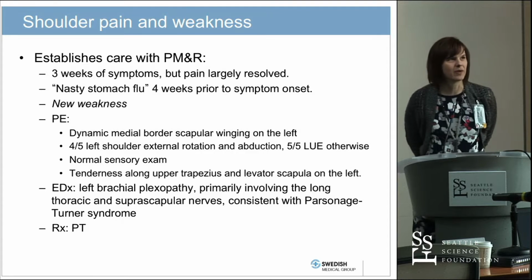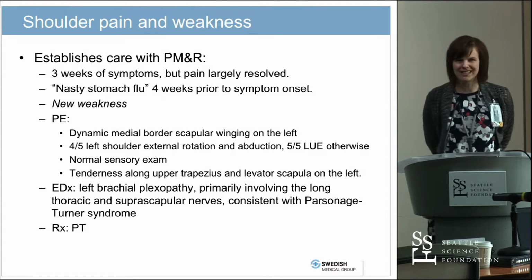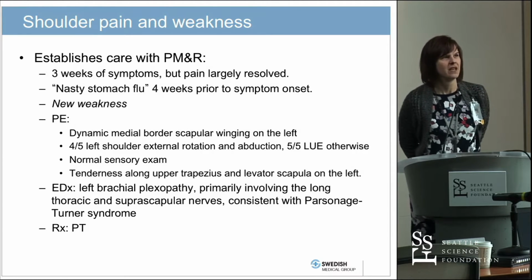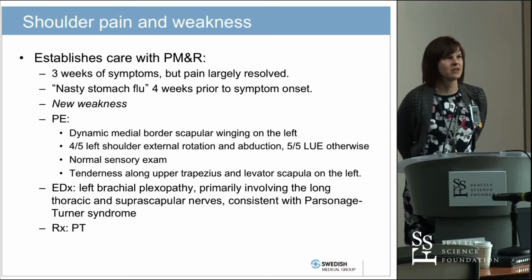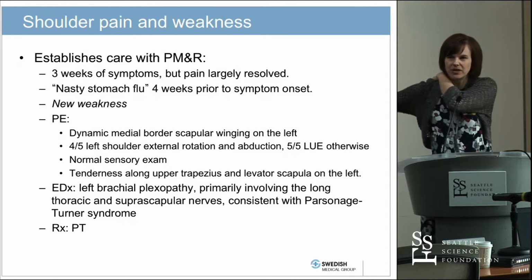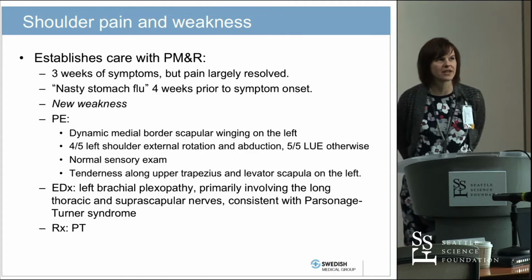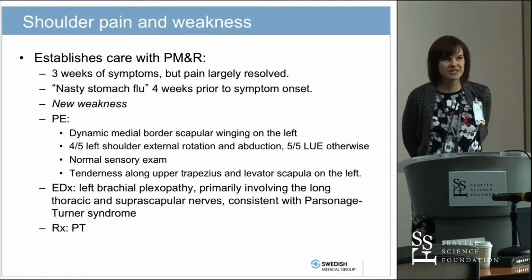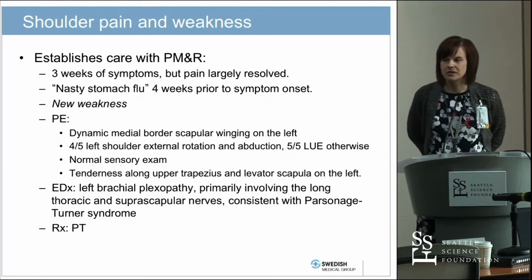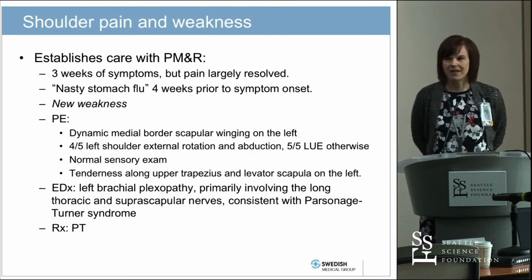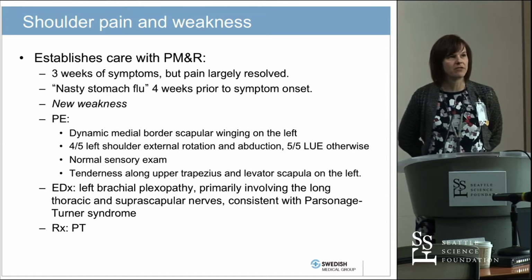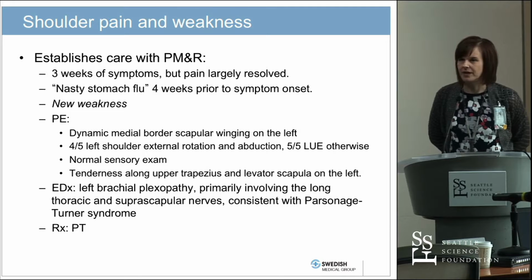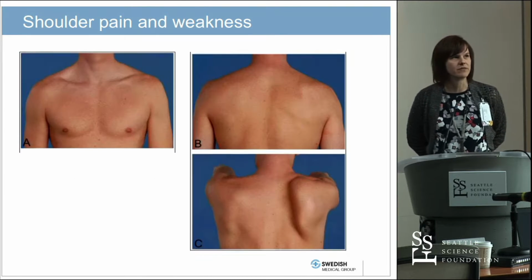So 3 weeks later, he establishes care with the team. Pain was gone by that point, but we dug out that he'd had a really nasty case of stomach flu about 4 weeks ago, not long before the symptoms started. But when we saw him, he had new weakness. Now he has medial border winging of the scapula on the symptomatic side with weak shoulder external rotation and abduction, but 5 out of 5 otherwise. Sensory exam was normal, and he was tender in various muscles around the scapular stabilizers. We diagnosed him with a left brachial plexopathy involving the long thoracic and suprascapular nerves, consistent with Parsonage-Turner syndrome, based on electrodiagnostic studies, and started him in some physical therapy.